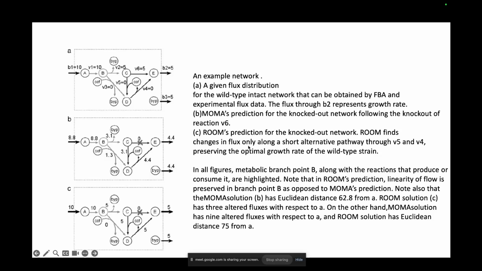ROOM finds changes in flux only along the short alternative pathway through V5 and V4, preserving the optimal growth rate of the wild type organism. So what ROOM is doing is finding a change in flux only along a short alternative pathway. So this is your short alternative. You're going from here to here. So your alternative pathway is this, right?